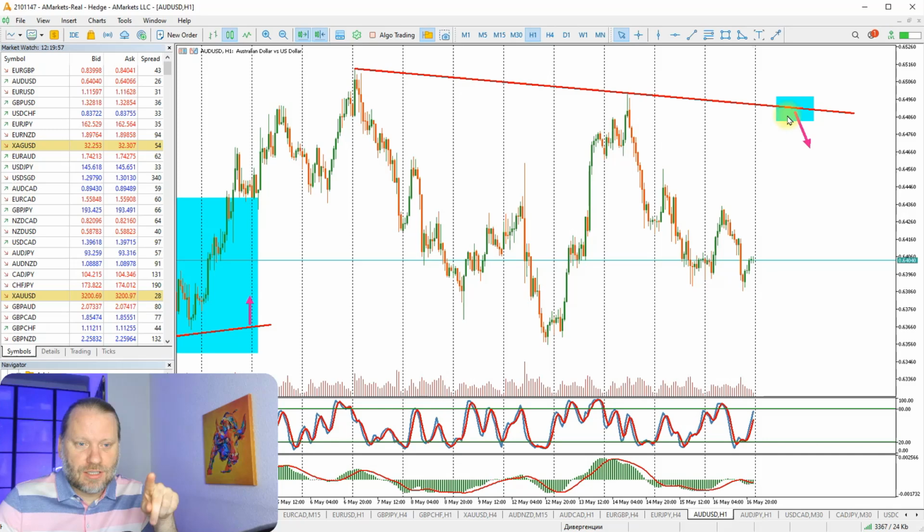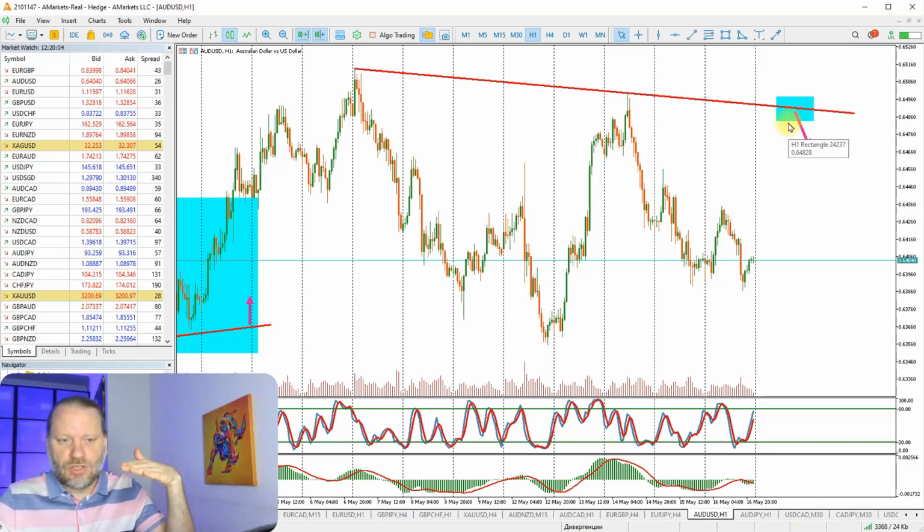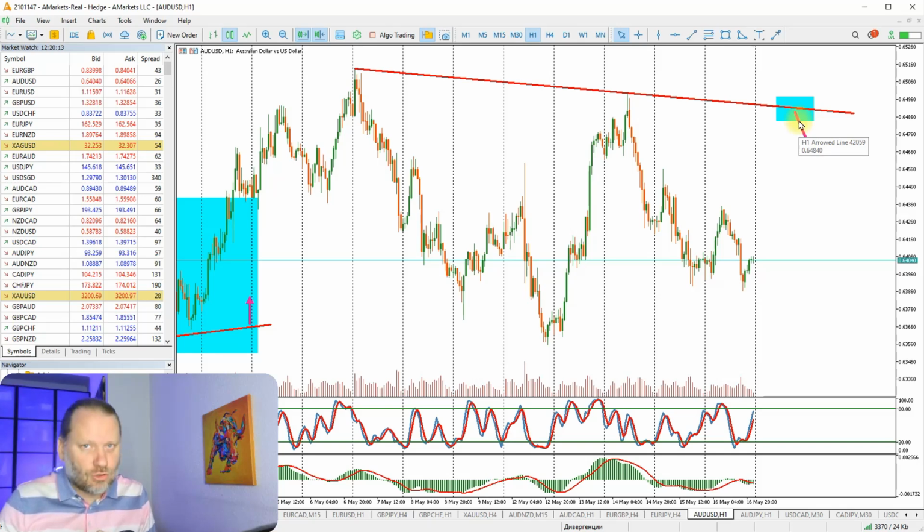And if the price turns out to be near this resistance line at the moment of the news release, it will double the signal. That is, technical analysis will say that the price will go down, and the fundamental news will also say that the Australian dollar may go down. So it doubly reinforces the signal. I always keep an eye out for coincidences like this.